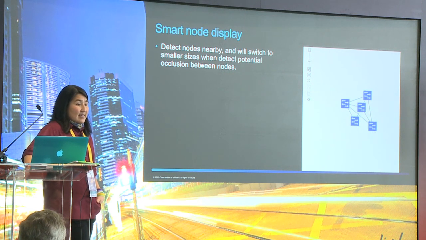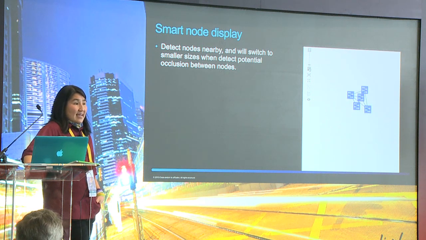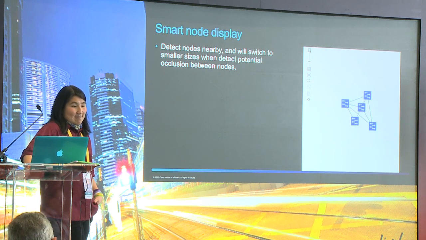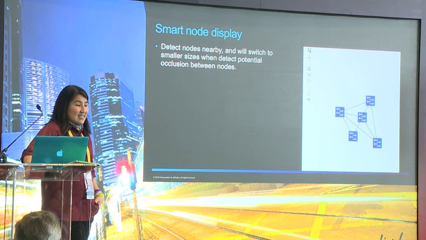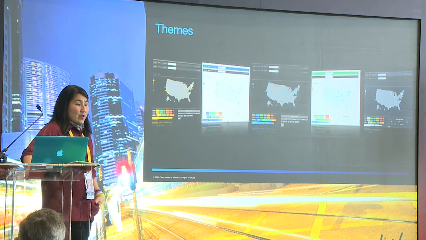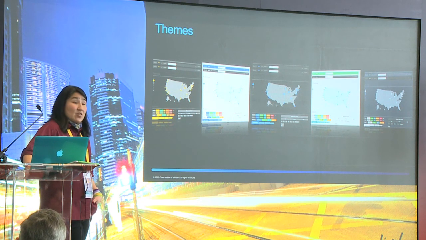But as you're zooming in, those things would just start to get in the way, and then the icons actually turn into nodes, right, so that you can then see more things on the page. So that's actually a smart node display that determines the sizes and changes accordingly. And this shows the different themes that we've added.